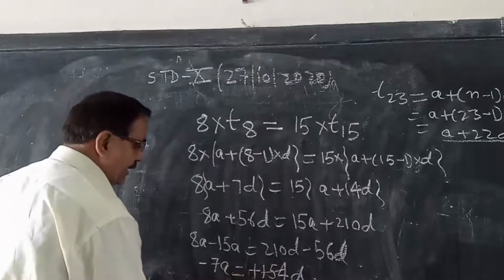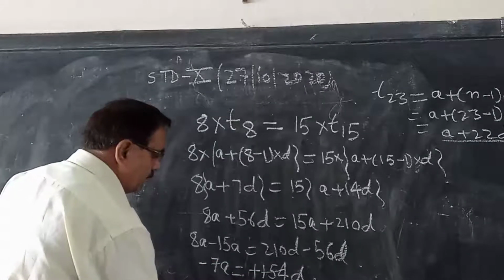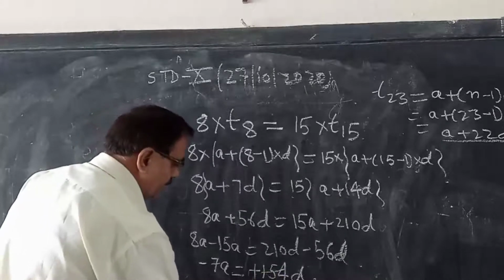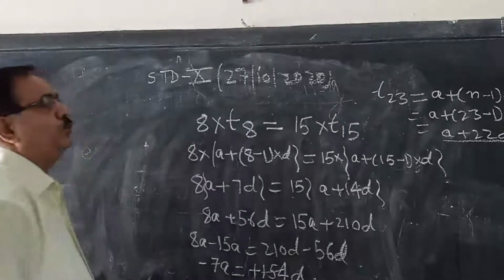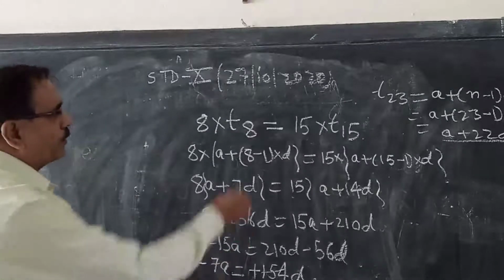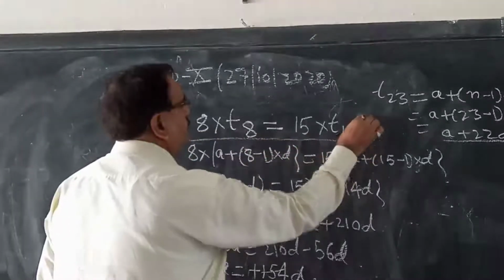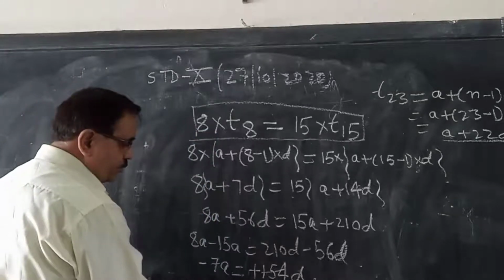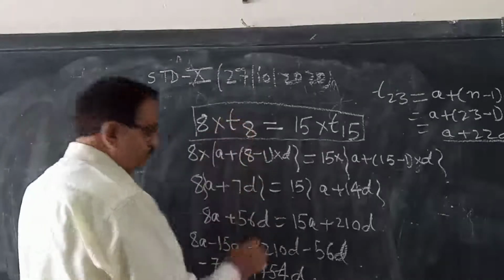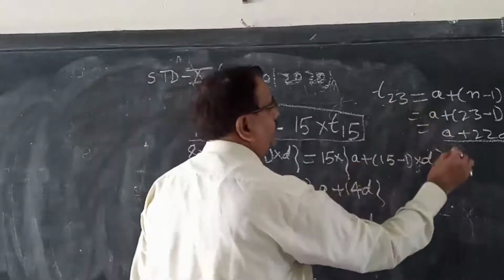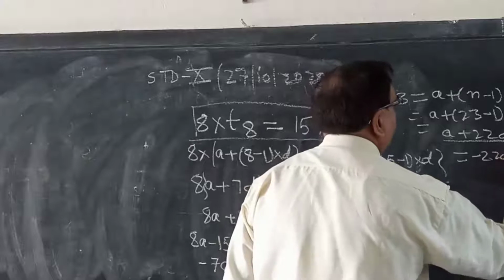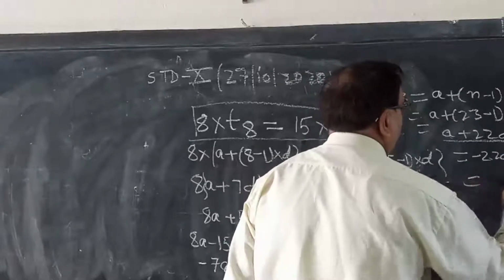Cancel the 7. A is equal to minus 22D. So from the question, we are getting the value A is equal to minus 22D. Put the value of A here in the 23rd term, that is minus 22D plus 22D, which is equal to 0.